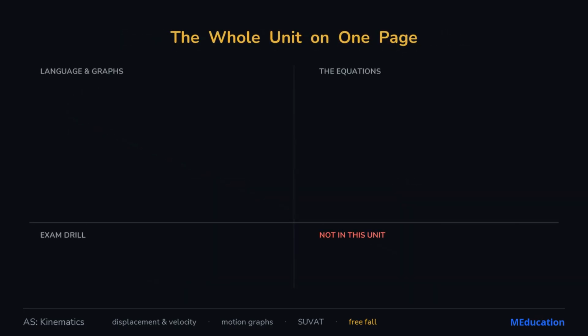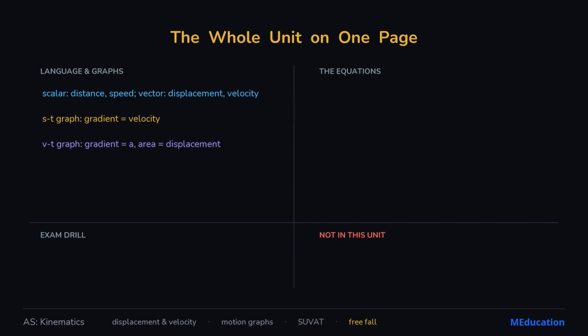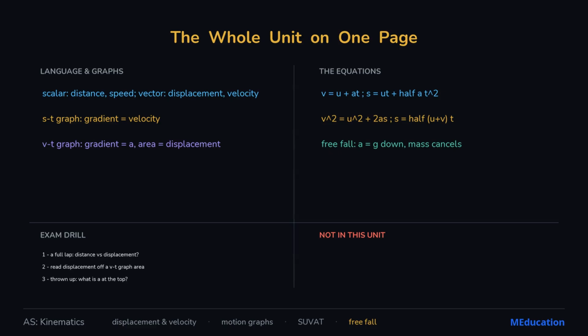Here is the whole unit as one poster. Get the vocabulary right. Distance and speed are scalars, displacement and velocity are vectors, and acceleration is the rate of change of velocity, so turning counts. Then read motion graphs by slope and area. For constant acceleration, the 4 Suvat equations solve everything. List what you know, pick the equation missing the quantity you don't need, and keep your signs consistent.